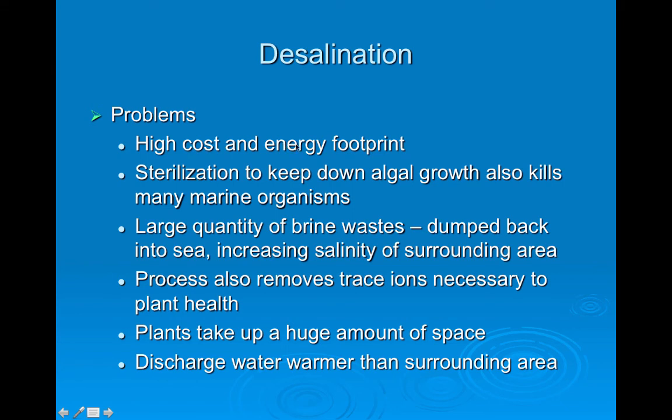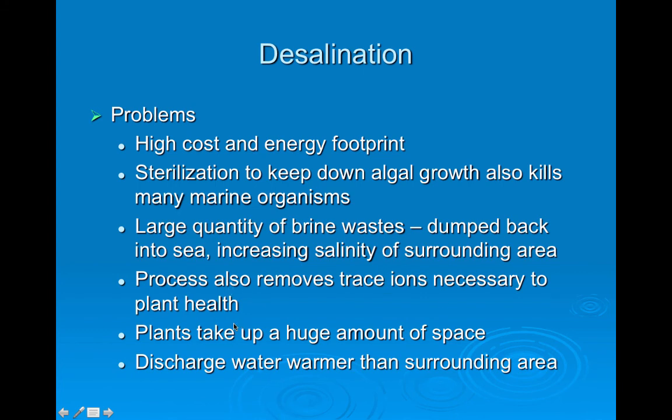All right, problems with desalination. It costs a lot of money, lots of energy goes into it. If you're using fossil fuels, you're creating pollution. You've got to sterilize the water. That kills a lot of marine organisms, both in the water that you draw out, and the sterilization process can also kill marine organisms when you discharge it. Again, the brine waste dumped back into the sea increases salinity of surrounding areas. That's a killer. The process also removes trace ions necessary to plant health.